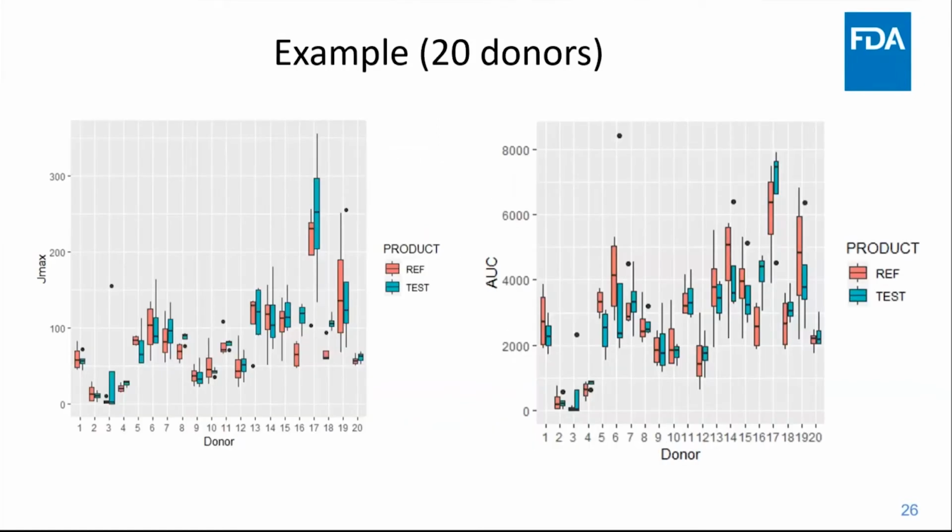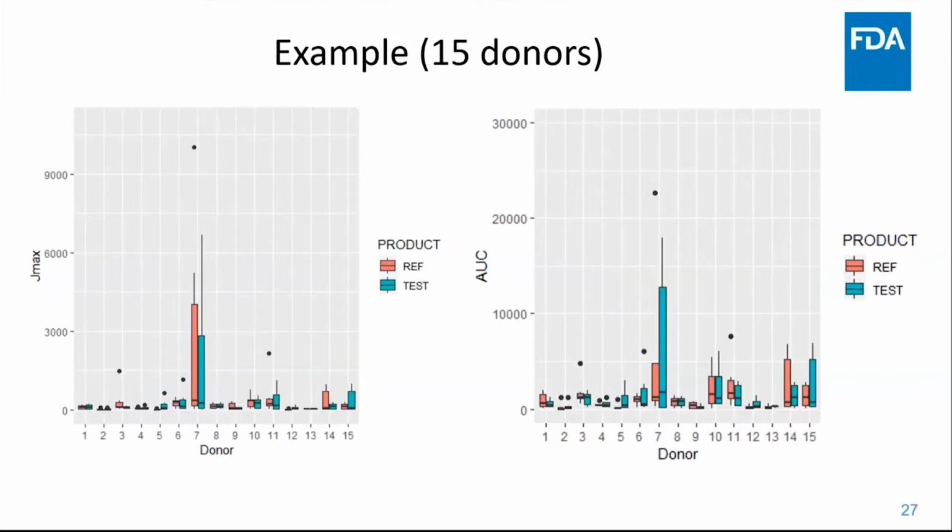So here is an example of having a data set with 20 donors and having outlying replicate values. And a similar example can be seen here with another data set with 15 donors. So we have here 2 categories for the 2 products, reference and test.